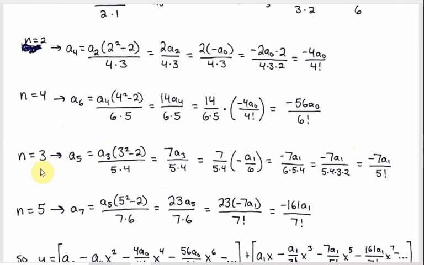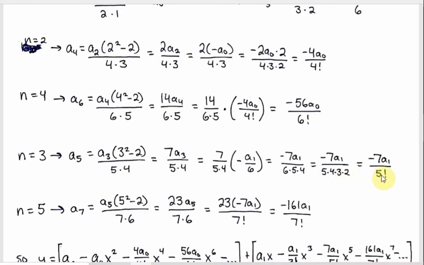Then the odd ones, if n is 3, we can get a5. So by subbing in, we end up here. So that's 7 times a3 over 5 times 4. And then a3 was negative a1 over 6. But 6 is 3 factorial. So 6 times 5 times 4 would be the same as 5 times 4 times 3 times 2. Just to rephrase that so it's more like a factorial. But then that's 5 factorial.